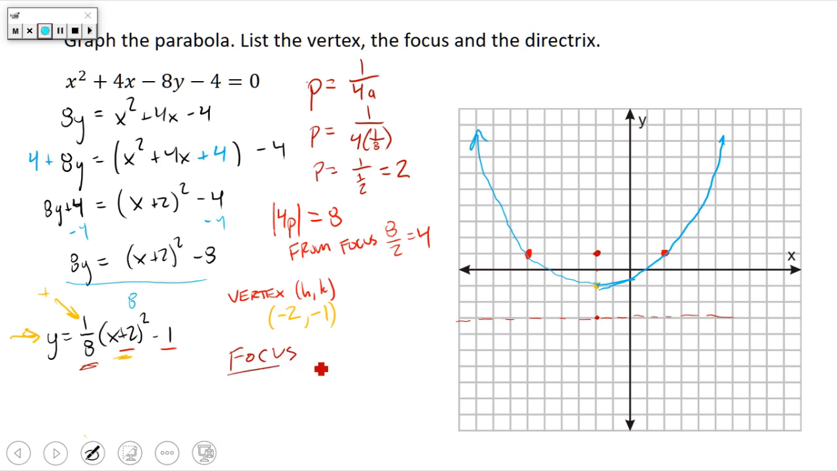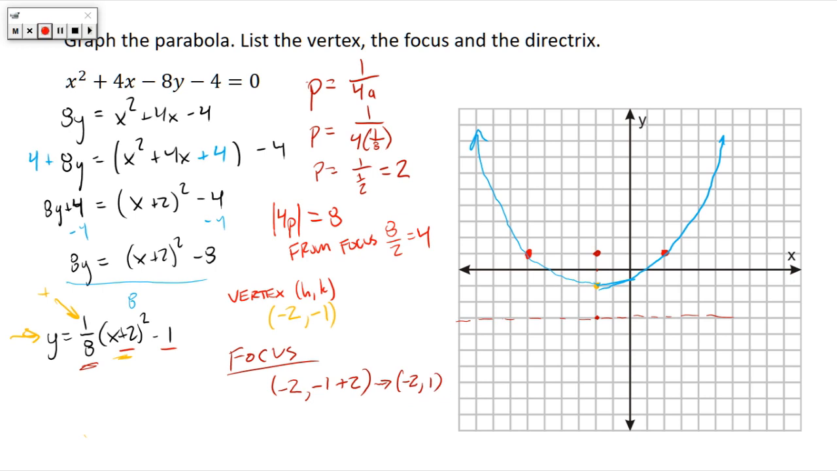Coordinates of the focus, which would be, in this case, because we are changing the y value to get to the focus, it'd be -2. So we would start with the vertex, which is -2, -1, but then we added 2 to the y value to get to where the focus was. So that means the focus was at -2, +1.